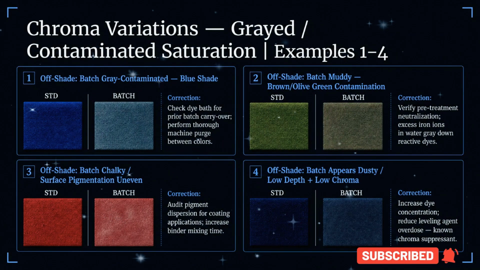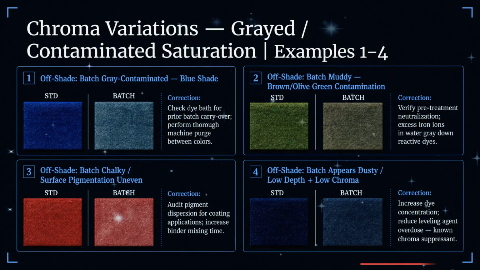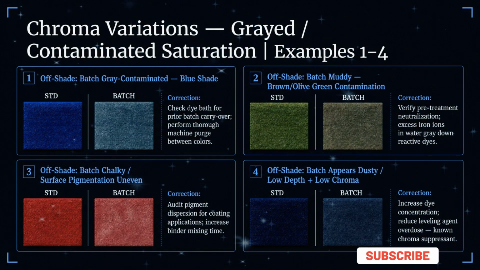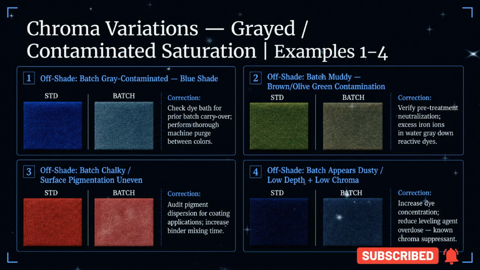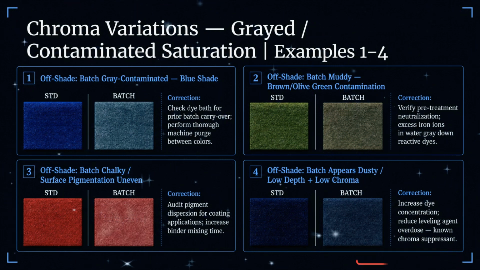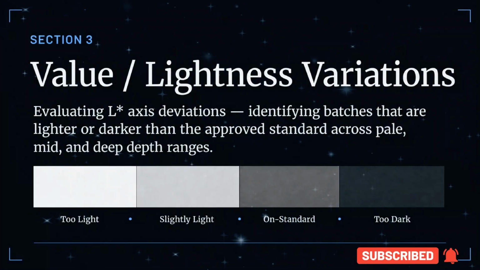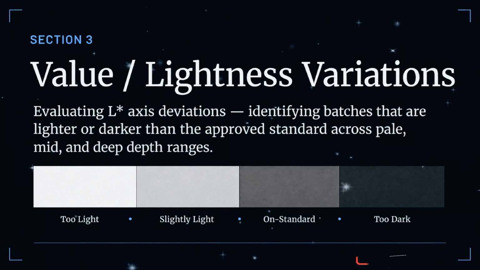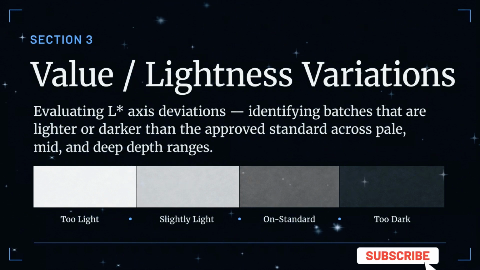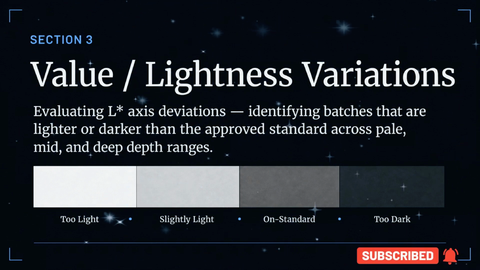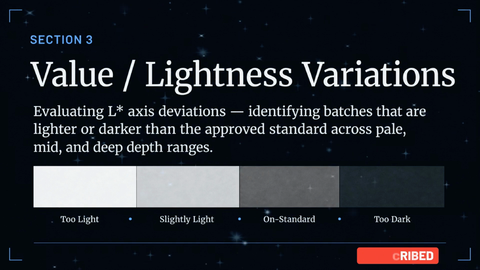Next, we look at grayed or contaminated saturation. Examples include batches with gray contamination, muddy brown/olive green contamination, a chalky surface, or an overall dusty, low-depth appearance. Corrective actions often involve checking for carryover or impurities. Section 3 addresses value or lightness variations, evaluating L-axis deviations. This involves identifying batches lighter or darker than the approved standard across pale, mid, and deep depth ranges.